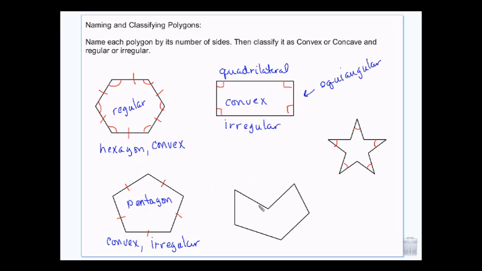Okay. Concave or convex? And it has 1, 2, 3, 4, 5, 6 sides, so it's a hexagon. Regular or irregular? Irregular. Yeah, some of those are really easy, like as far as regular, irregular. Okay, I have 1, 2, 3, 4, 5, 6, 7, 8, 9, 10 sides. Regular, irregular? Regular.